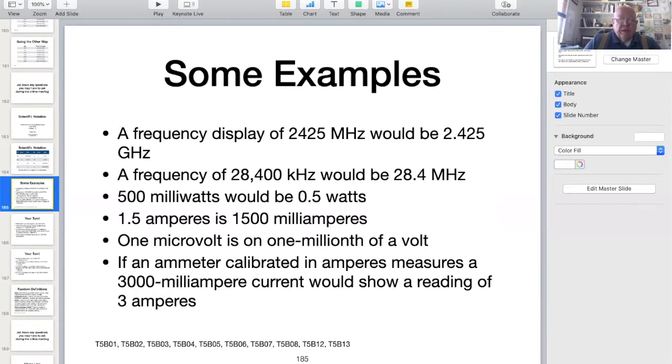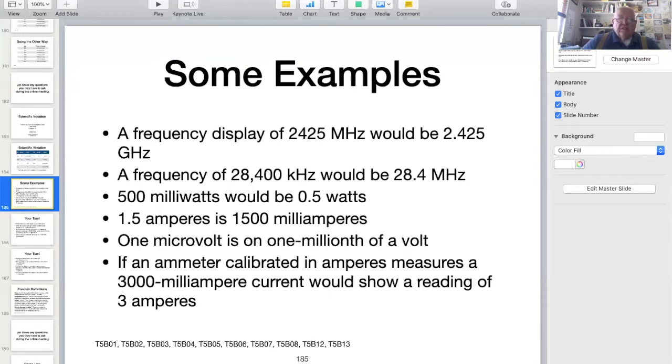To move from megahertz to gigahertz, I need to take away three positions or move the decimal point three positions to the left. So 2,425 megahertz is 2.425 gigahertz. To move from kilohertz to megahertz, I need to take away three positions, that is, move the decimal point three places to the left. So 28,400 kilohertz would be 28.400 megahertz.